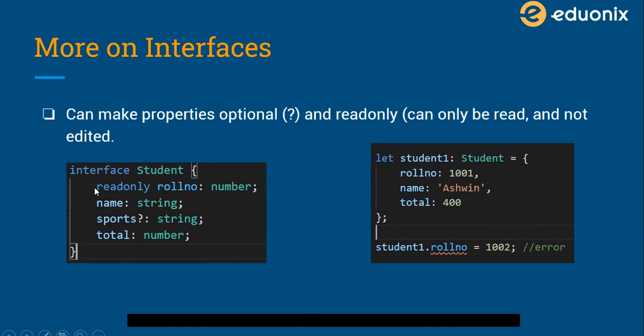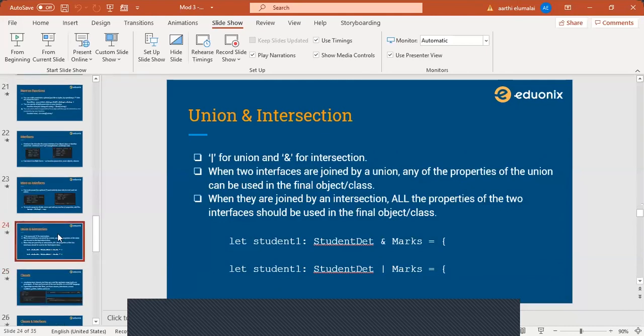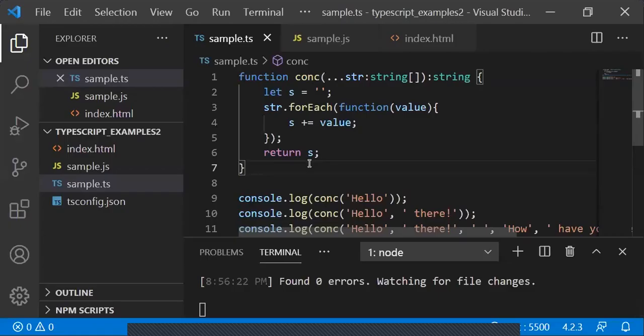That's a different thing. Okay, so if you specify read only in front of any of the properties, then it can only be read, it cannot be edited. If you try to edit it, you'll see, yeah, we're trying to edit roll number in here, change the value of roll number in here, we are getting an error, right? So you'll get that issue. Next, union and intersection, we'll talk about that in just a minute. So before that, let me show you an example of how interfaces work and how they can be used with your functions and everything.